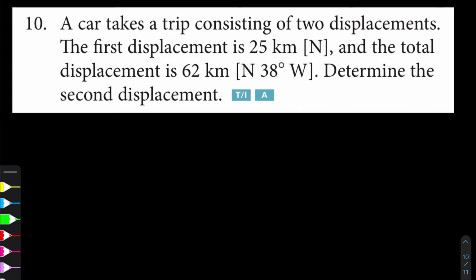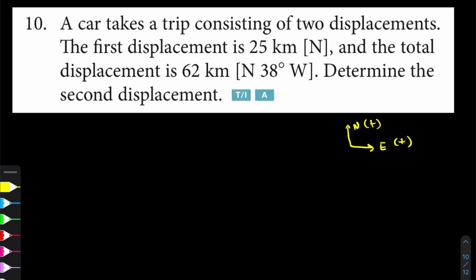Now for question 10, we have that a car takes a trip consisting of two displacements. The first displacement is 25 kilometers north and the total displacement is 62 kilometers at an angle of north 38 degrees west. They want us to determine the second displacement. So like we've done before, you should try to visualize this from the bird's eye point of view, just from above. And keep in mind that we're going to set the convention that upwards is north, to the east is to the right, and both of these are going to be positive. So any vector that points to the left or downwards will be negative.